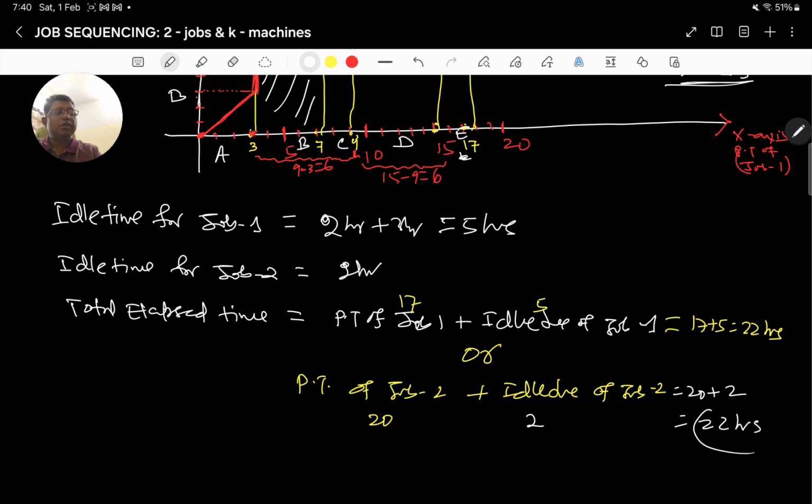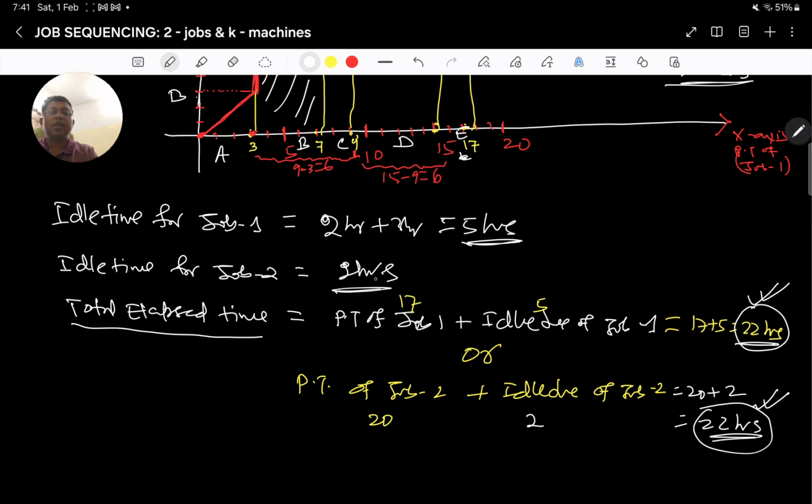You see, this must be same as this. Otherwise, somewhere there is a mistake. Okay. So the total elapsed time here is 22 hours. And the idle time for job 1 is 5 hours, and idle time for job 2 is here 2 hours. Okay. So this is the job sequencing problem for 2 jobs and K machines.